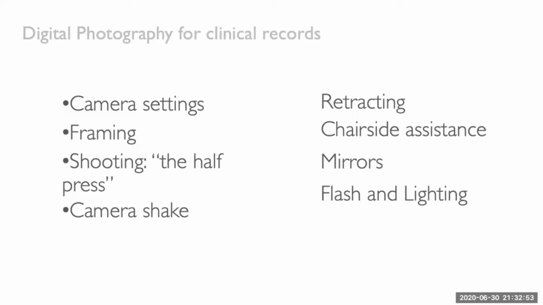You've got the settings within the camera, the biggest f-stop that you can. Frame the photograph that you're taking. I'm just going to talk about the depth of field in a minute, but frame the photograph that you're taking. Practice taking a half press, pressing the shutter button halfway so that it focuses, and that'll stop you getting camera shake. I want to talk a bit about retracting cheeks and tongues and your real need for a chairside assistant, use of mirrors to take photographs, and maybe a bit about flash lighting.